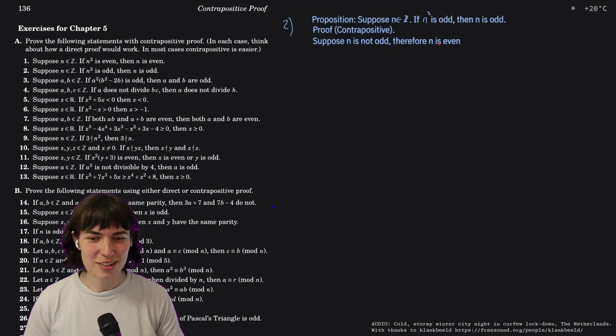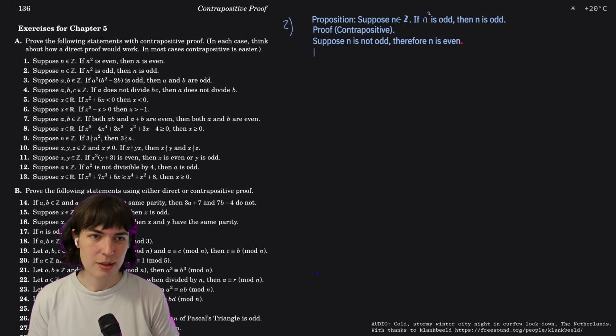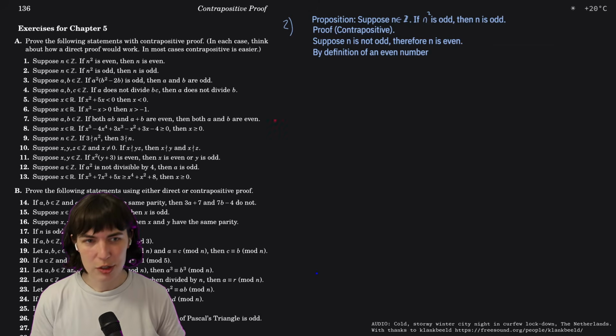Suppose n is not odd, therefore n. Yeah, what am I saying? Therefore n is even. By definition of an even number, we've got n equals 2a.